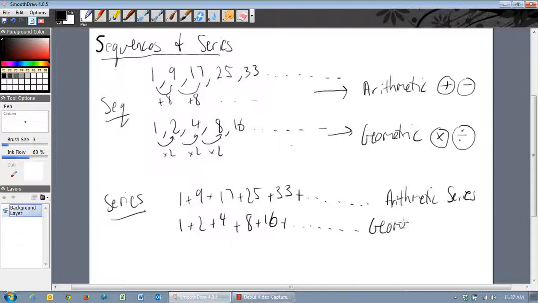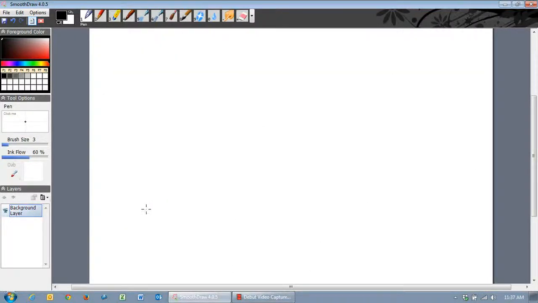So that's all that is. So that's a geometric series. And that sort of defines everything to do with sequences and series, as long as you understand what we're talking about when we're talking about arithmetic and geometric and what sequence and what series means. That's important to know. Okay, so let's just look at a few other things now. There's sort of two ways to define a sequence.